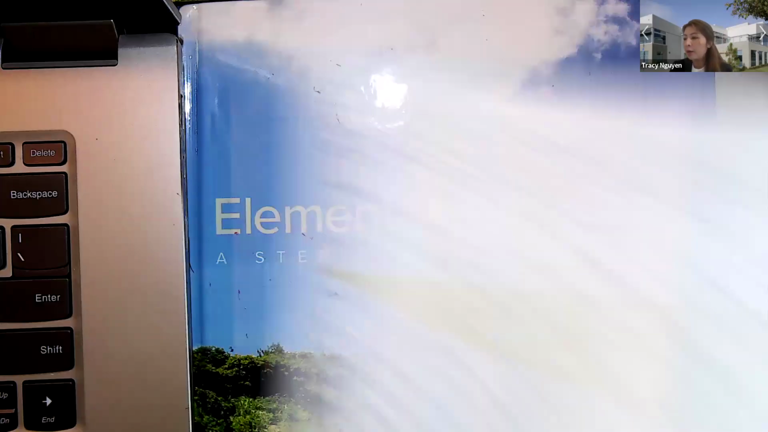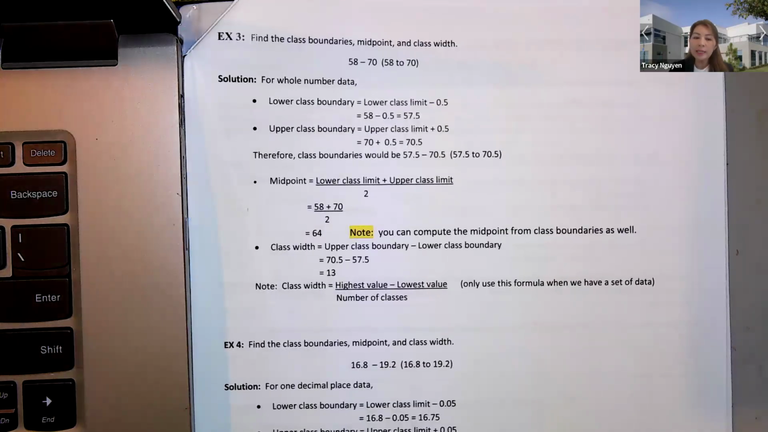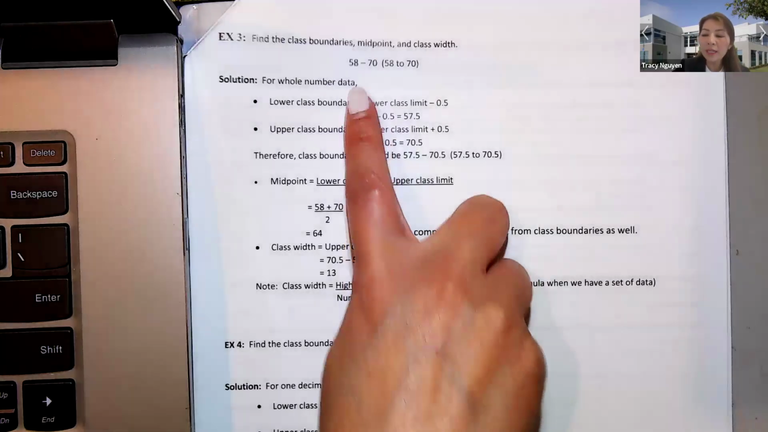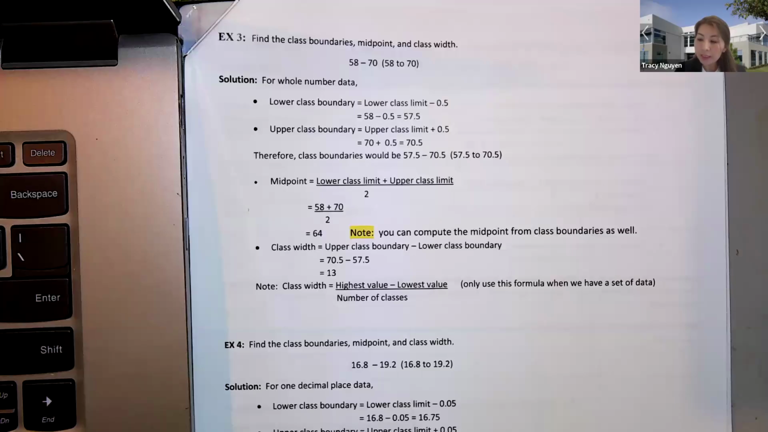Okay. So now what I have here is more or less what you're going to see in your homework for section 2.1 on ALEKS. You don't have a whole table or a whole data set, but what I gave you is a very basic start with just one class limits, okay? Now, what I'm asking you to do here is find the class boundaries, the midpoint, and the class width.